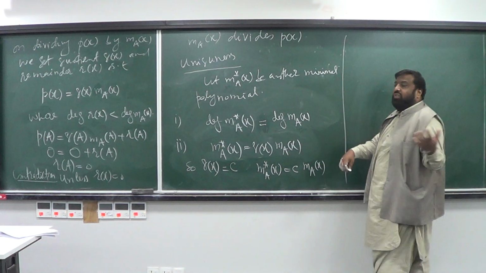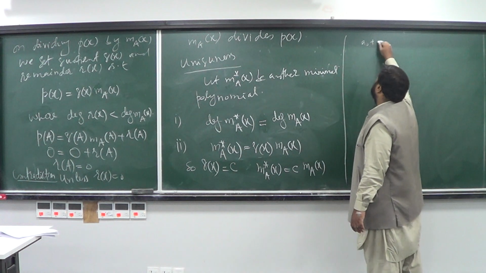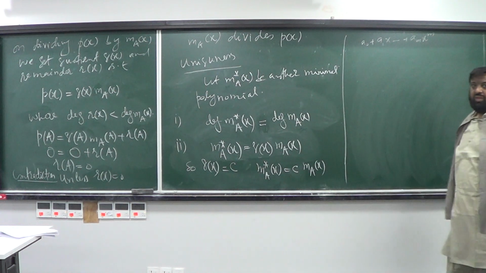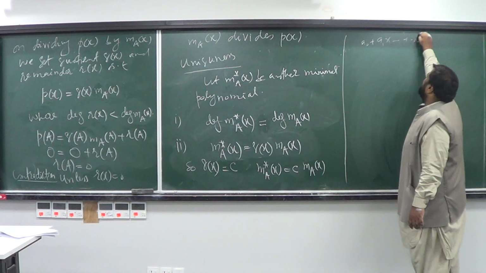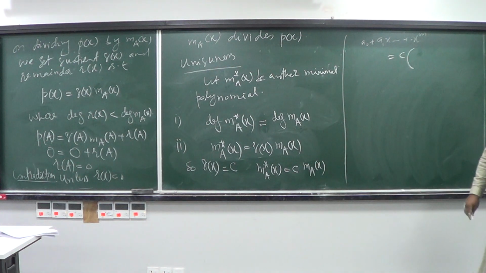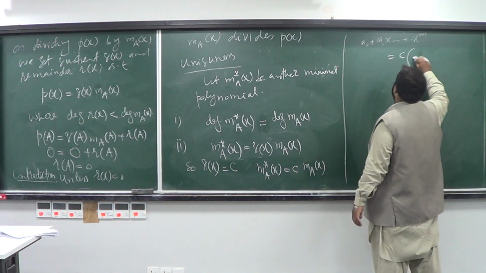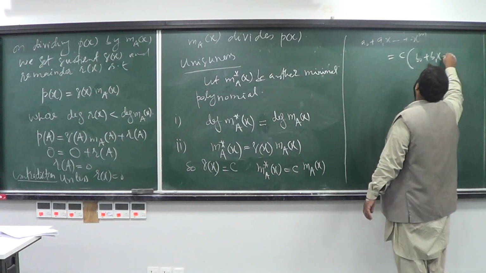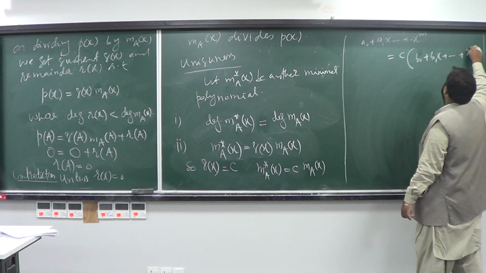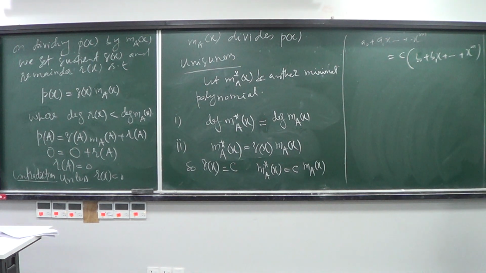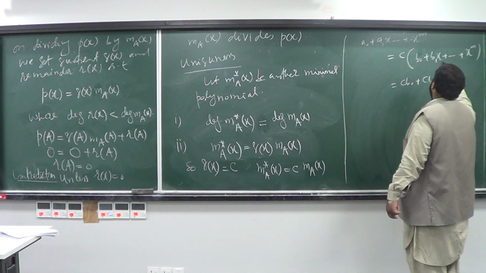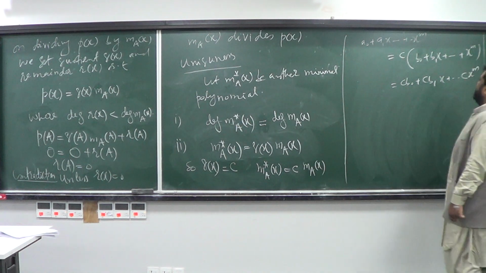Now what is m A star of x? Say this is a naught plus a1 x plus so on up to a m x power m, and this is going to have leading coefficient 1 because the minimal polynomial is a monic polynomial. C times, this is also an m degree polynomial, so let's call it b naught plus b1 x plus so on and so forth, up to x power m. Now if this is the case, then you're going to get C b naught plus C b1 x plus so on and so forth, C x power m.